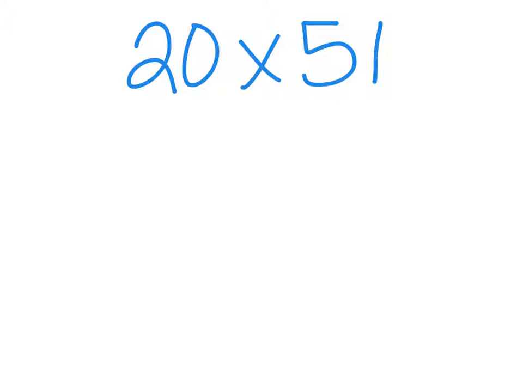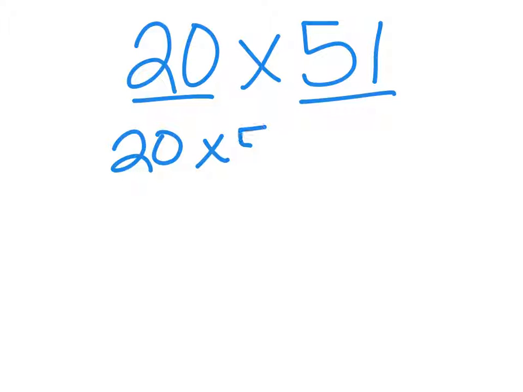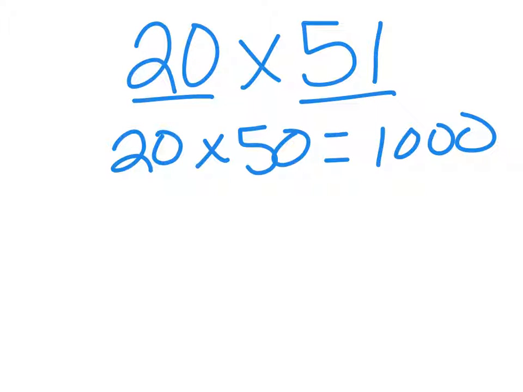Okay, so let's solve this one together. So 20 times 51 is not a very friendly expression. So I'm going to change this to something that I can do more easily. 20 is already a pretty friendly number, but 51 is not. So I'm going to change this expression to 20 times 50. We just did that one in our last problem, and we know 20 times 50 is 1,000 because 2 times 5 is 10, and we add 2 more zeros to show that it is 2 place values higher.